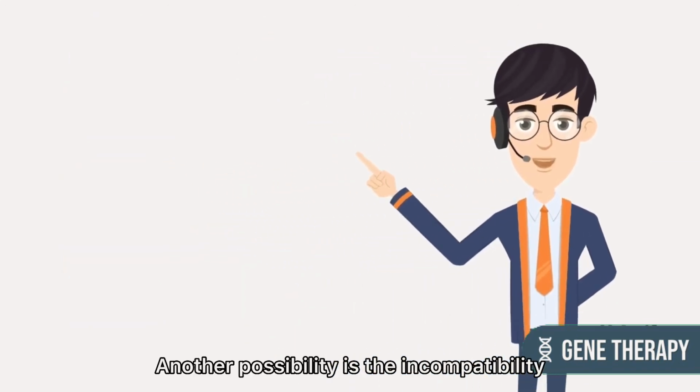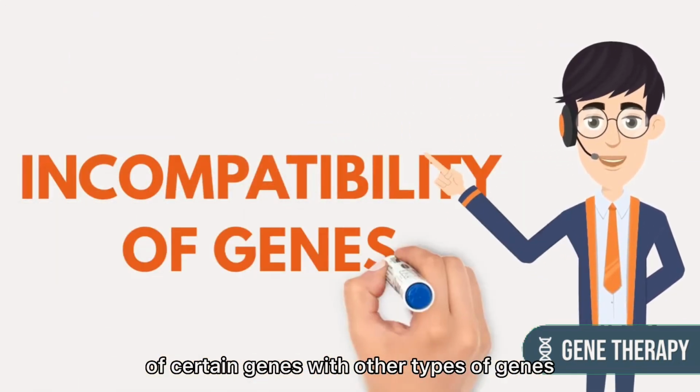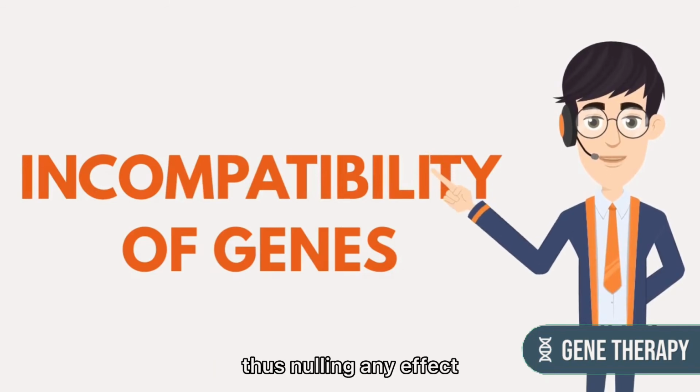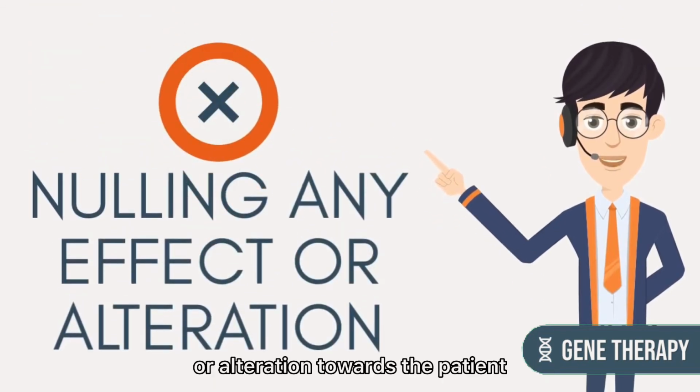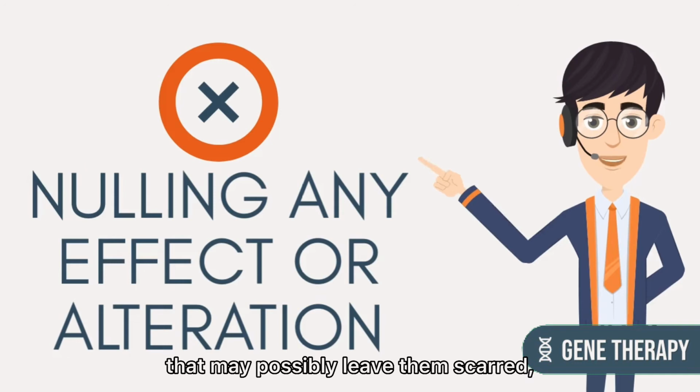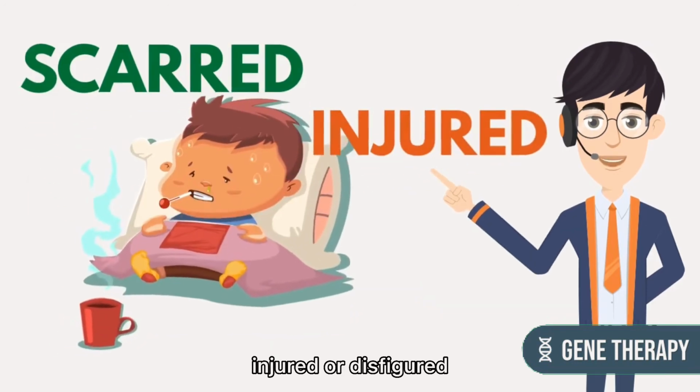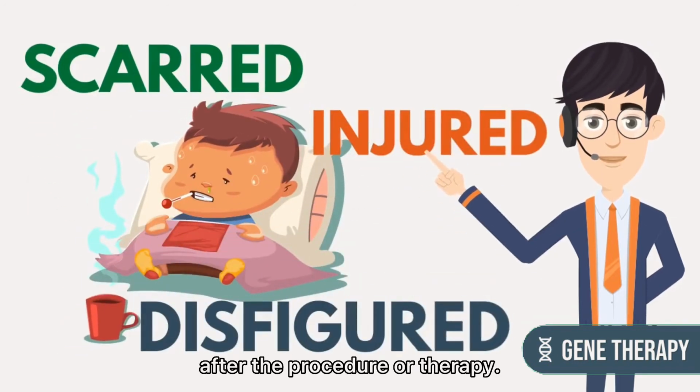Another possibility is the incompatibility of certain genes with other types of genes, thus nulling any effect or alteration towards the patient, or worse, a mutation that may possibly leave them scarred, injured, or disfigured after the procedure or therapy.